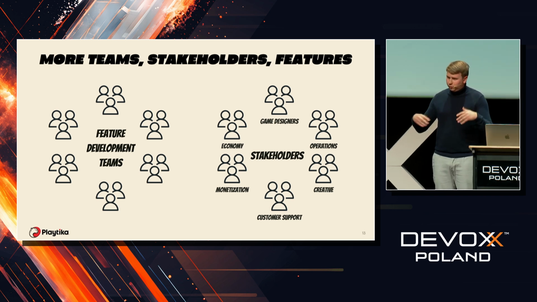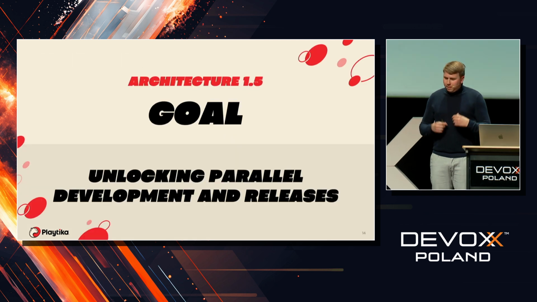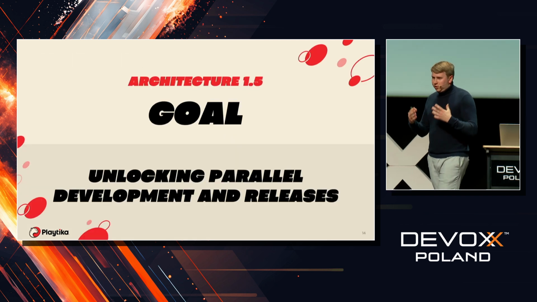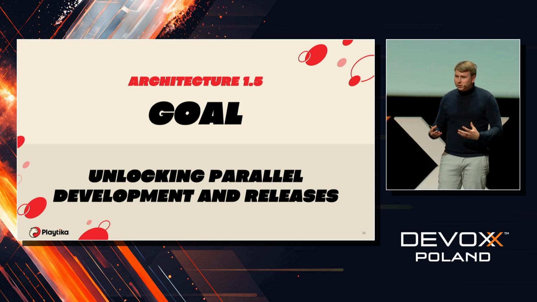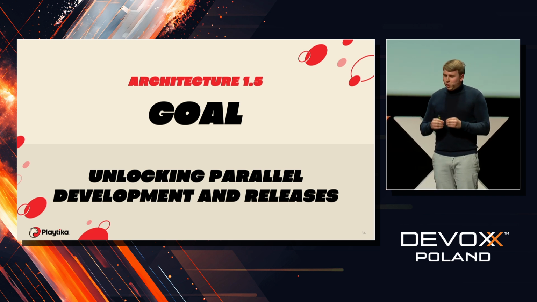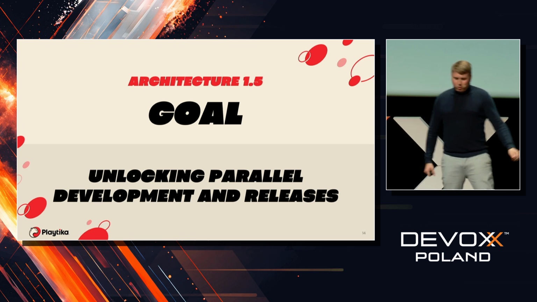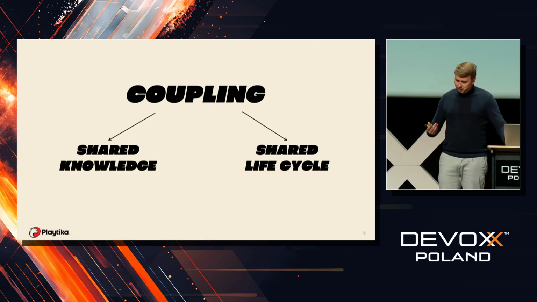So we have a lot of changes in this product made by a lot of people in parallel. But architecture 1.0 is a monolith with no boundaries, without even modularity. We didn't care about it at this moment. So the goal for architecture 1.5 is to provide the ability for a lot of people to make a lot of changes in parallel, unlocking parallel development, deployment, and releases.